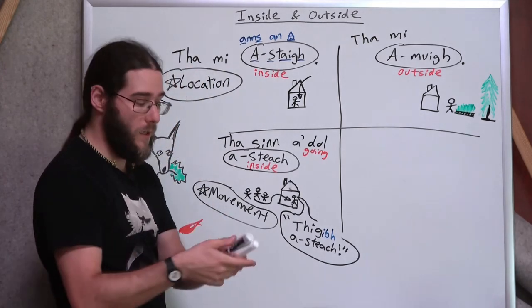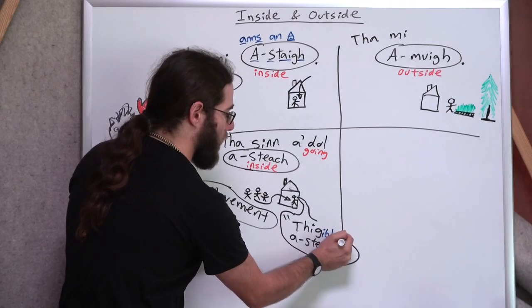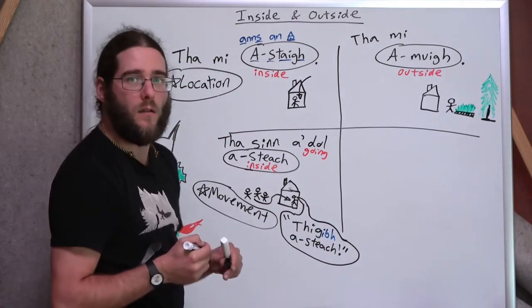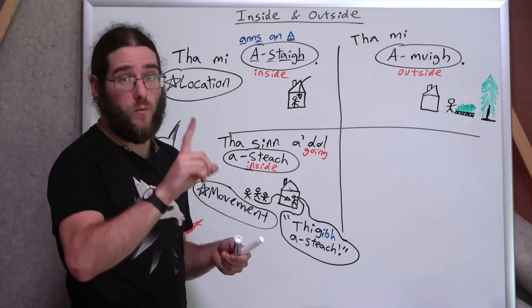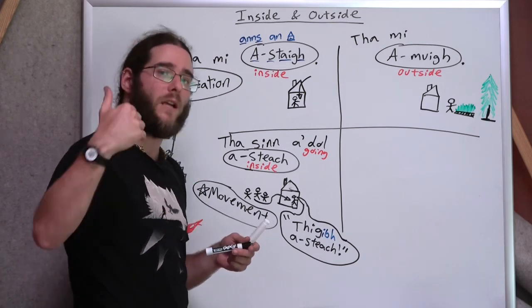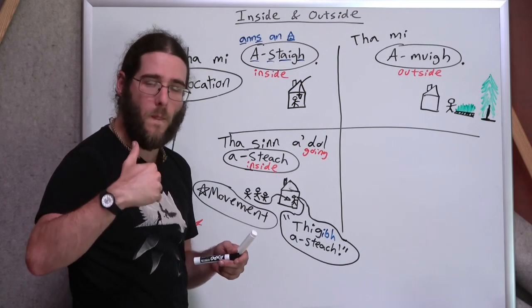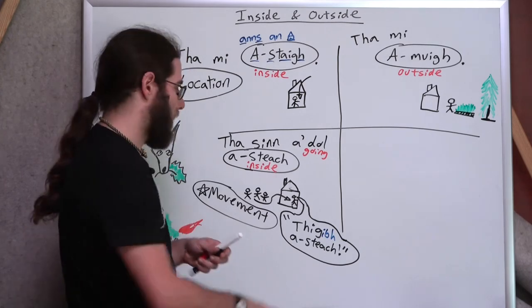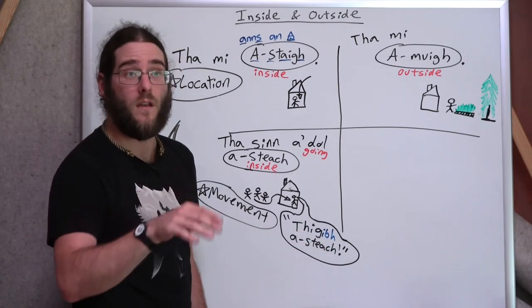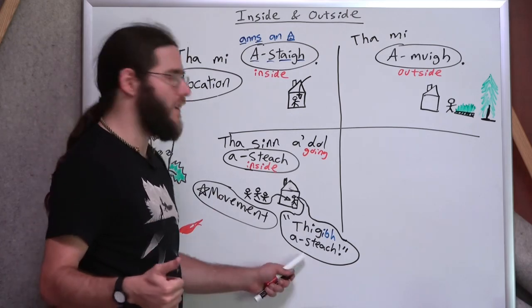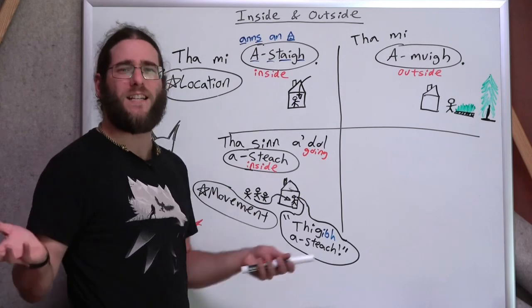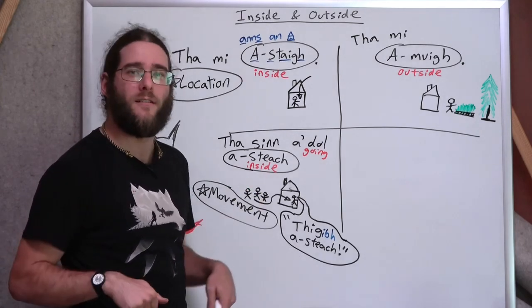If you have an appointment and you're just meeting with someone one-on-one, then hic a stiach. Or if you've invited someone over and it's just one person, like a friend or a neighbor, oh, hic a stiach, come on in. But if it's 2 or more people, hickiv a stiach. Really useful phrase for interacting with people. Come on in.